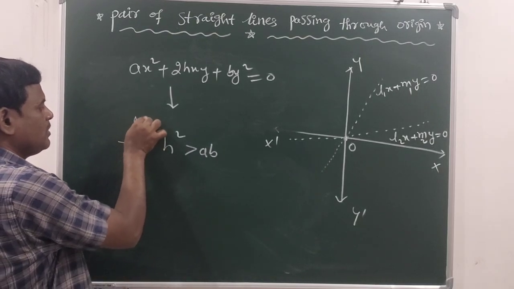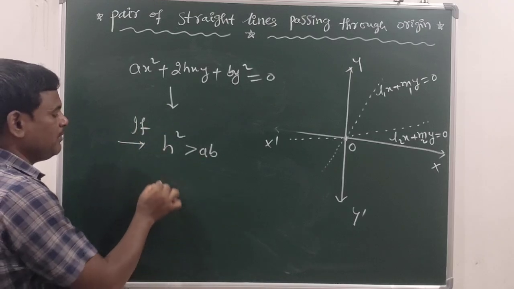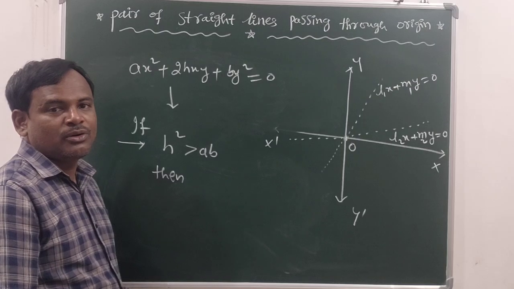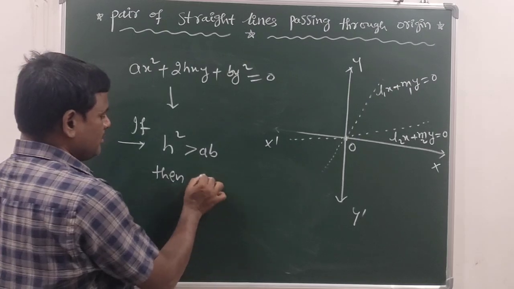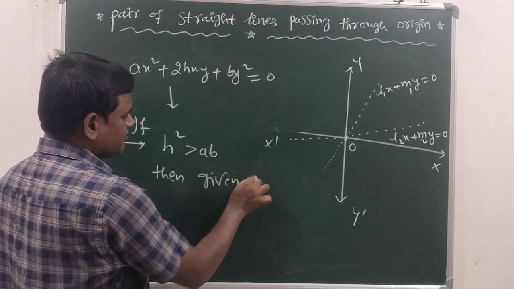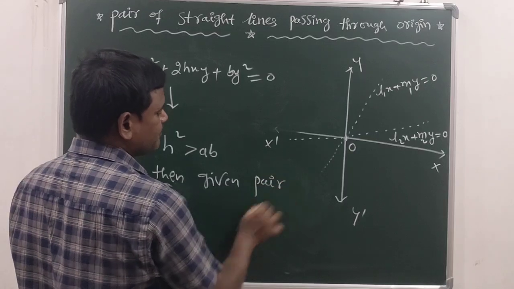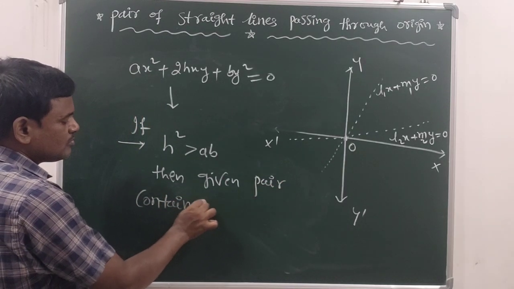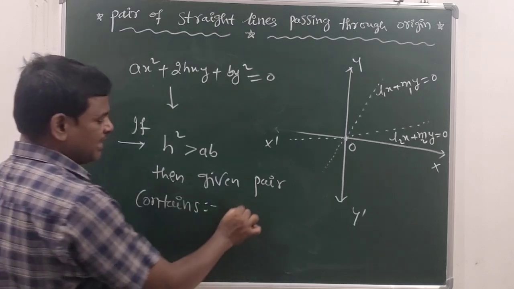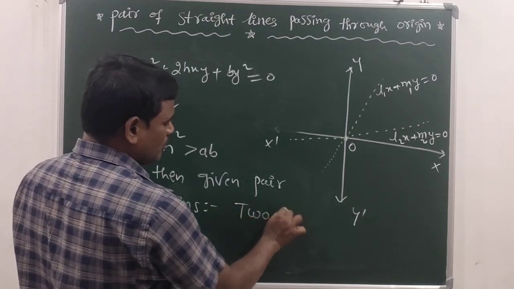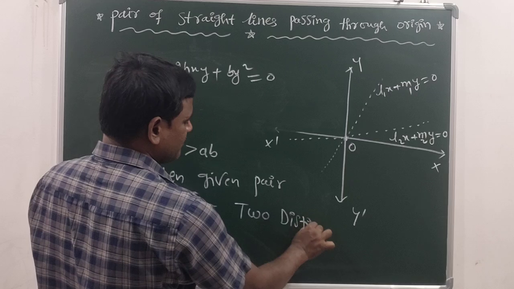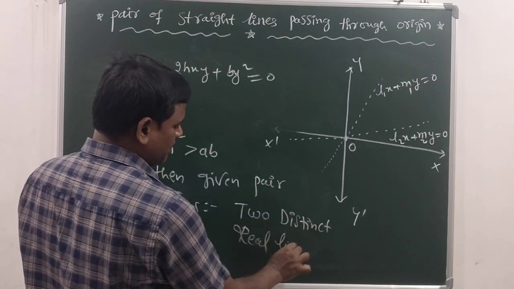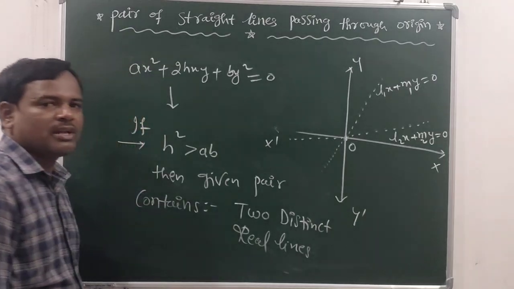If h square is greater than ab, then the given pair contains two distinct real lines, which pass through origin.